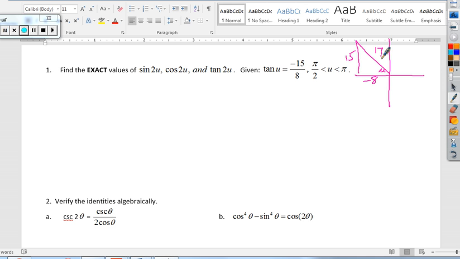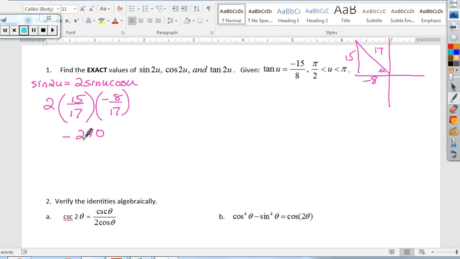Alright, so I want to find the exact value of sine of 2u. The formula would be 2 sine u cosine u. So 2 is 2. If I look at the sine, that would be the opposite over the hypotenuse, so that's going to be 15 over 17. The cosine of u would be the adjacent over the hypotenuse, or x over r, so that would be negative 8 over 17. And when we multiply all this out, you will get 240 over 289. Good news here too, guys. We're going to let you use calculators for this section because some of these numbers get a little crazy.